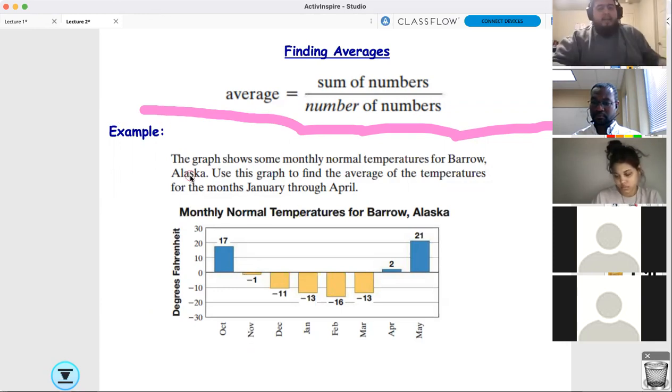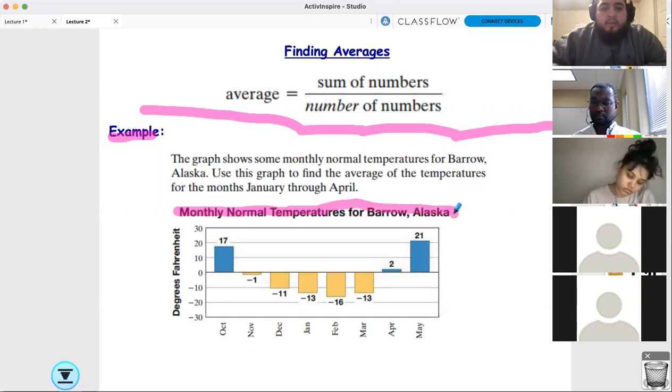All right, so finding averages, guys, is the last example of today. To find averages, we're gonna take the sum of the numbers divided by the number of numbers. So after you write the formula for me, write the word example, write the title of this table, the monthly normal temperatures for Barrow, Alaska. And it wants us to find the average from January through April.